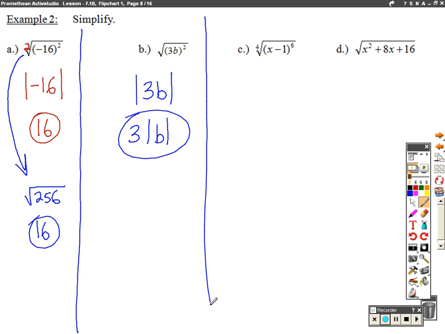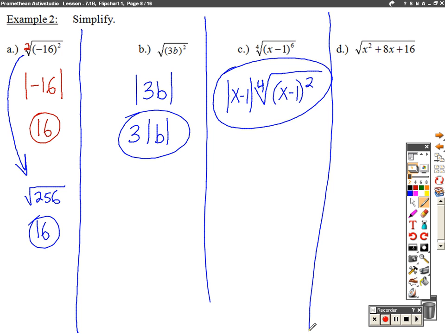Letter C, how many times does 4 go into 6? One time, with 2 left over, remainder 2. So I leave 2 of these x minus 1s underneath the radical, still a fourth root. And the x minus 1, since it was an even index, has to go into absolute value brackets.